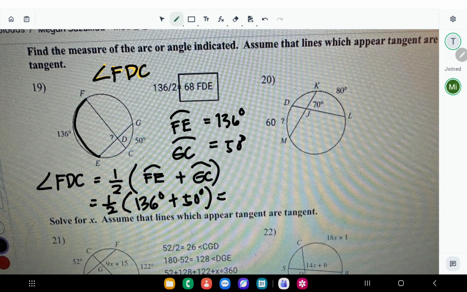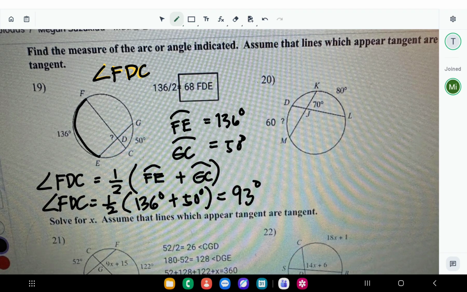So what is that? 136 plus 50 is 186, divided by 2. Is that 93? So the measure of angle FDC is 93 degrees.